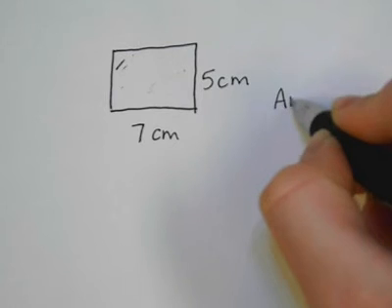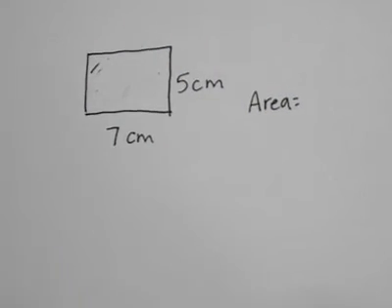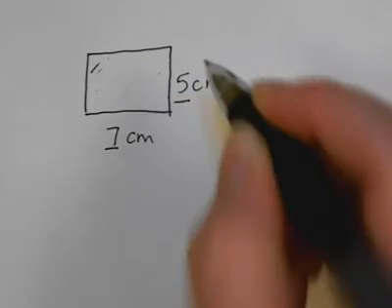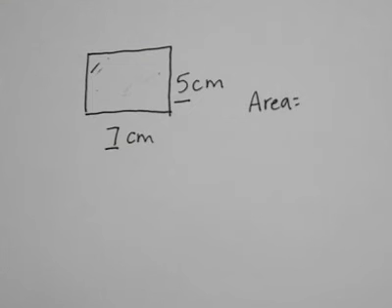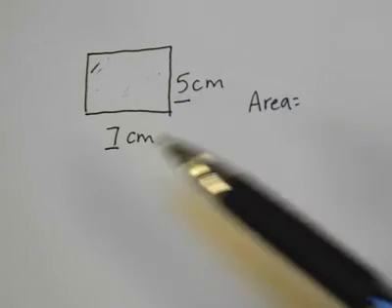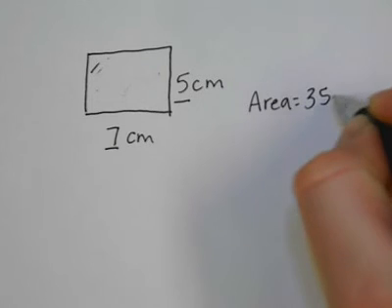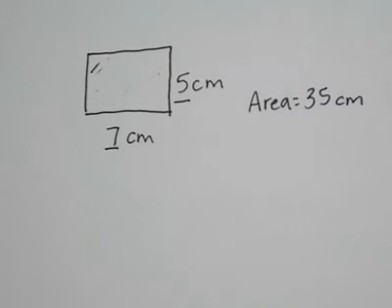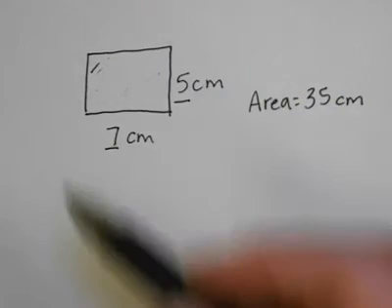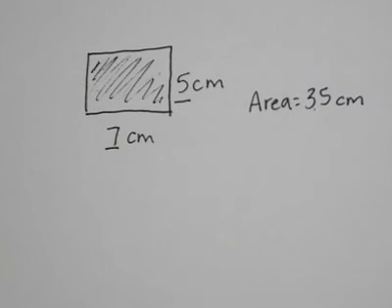For area, all you have to do is multiply the bottom number times the side. That's it, just those two numbers, the bottom times the side, or the length times the width. 7 times 5 is 35. And then we add our unit of measurement, centimeters. So the area, or how much space is taken up in the middle, is 35.